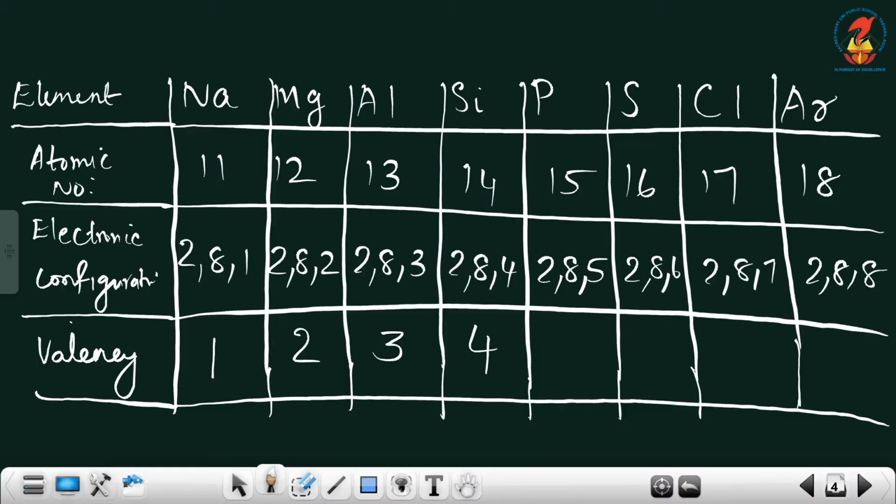Valency is 4. Now, look at phosphorus 2,8,5. How can it attain stability? Here the nearest noble gas is argon. To get 2,8,8 configuration, it has to gain 3 electrons, isn't it? So, valency 3. Sulfur 2,8,6. It has to gain 2 electrons to get the configuration of argon. So, its valency is 2. Then chlorine, it has 2,8,7. Needs 1 more electron. So, valency 1. What about argon? Argon is a noble gas. Its valency is 0. It is already stable.